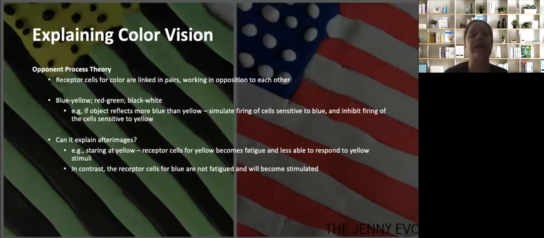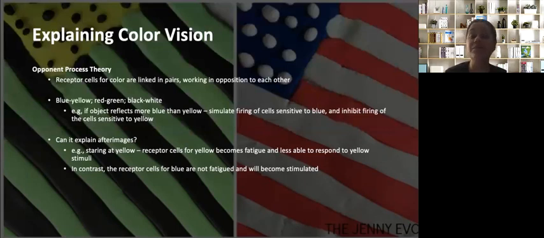after staring at yellow. And we can go through this with each of the pairings, with red and green and with black and white as well. So that explains why you can look at a flag that's green, black, and yellow for a long period of time, and then later you actually see the red, white, and blue flag.